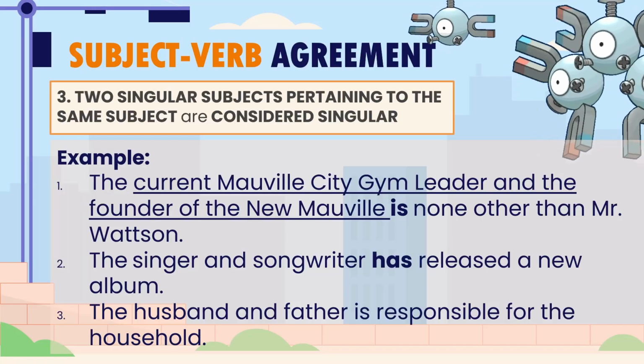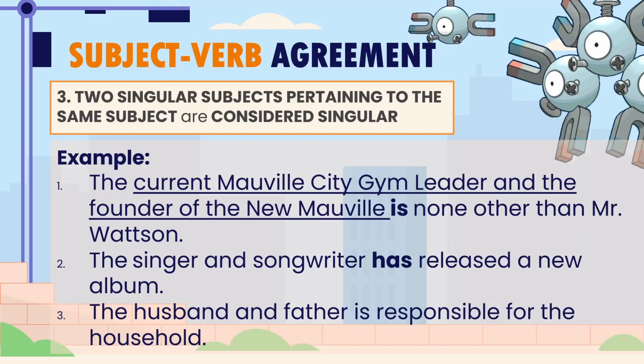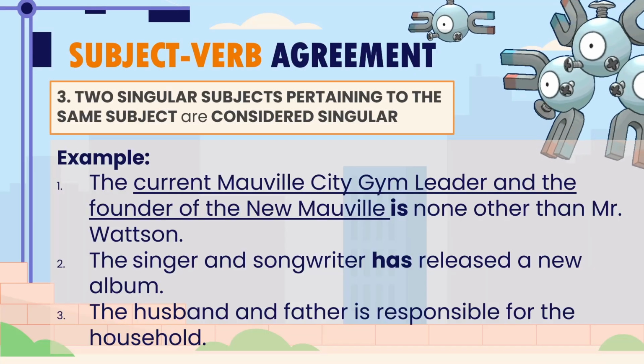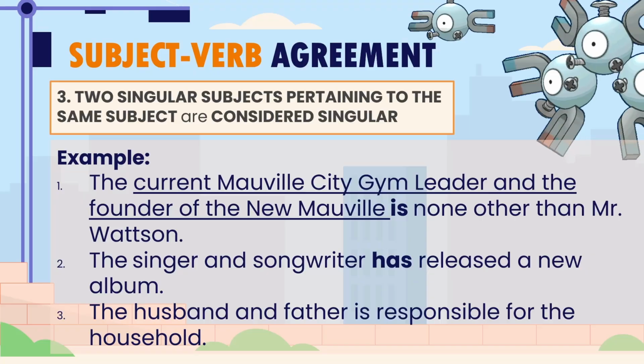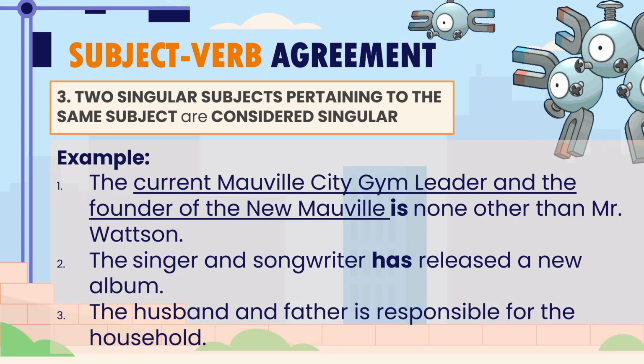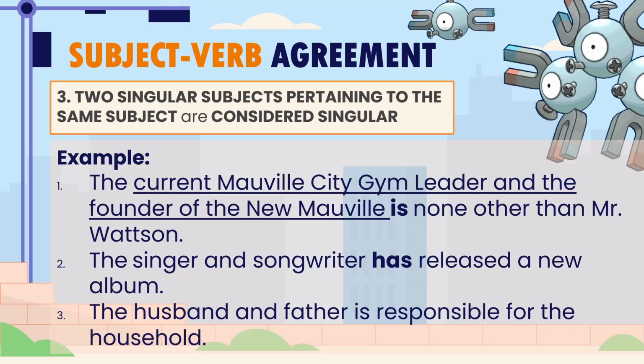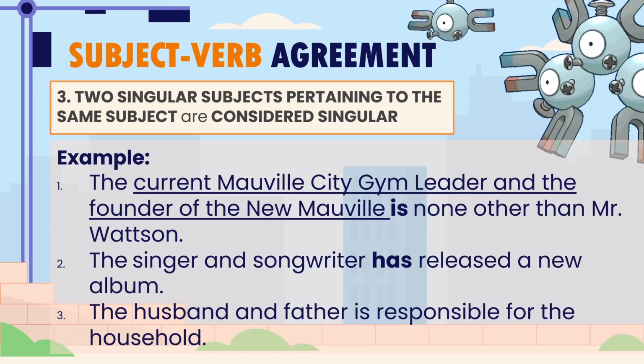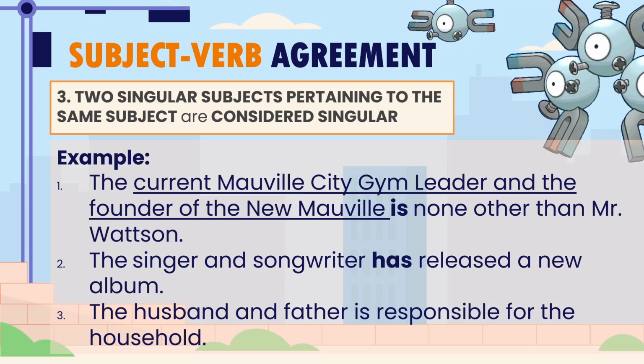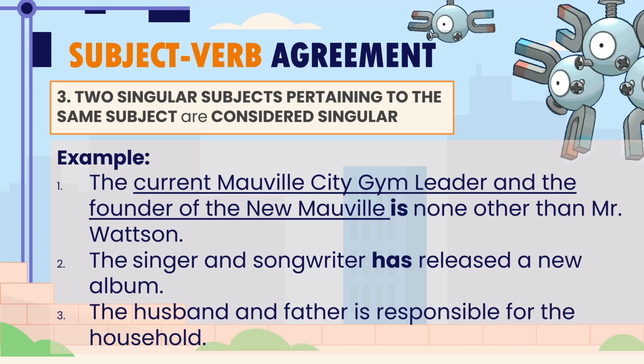Okay, another one. The singer and the songwriter has released a new album. So basically, the singer and the songwriter is just the same person. Another one, the husband and father is responsible for the household. So it's just talking to the same person. That's why we will consider it as singular.